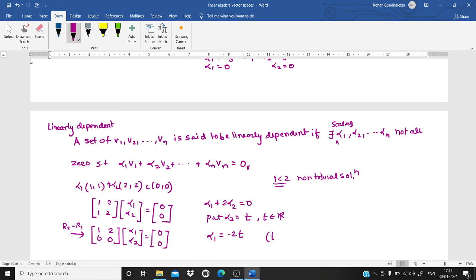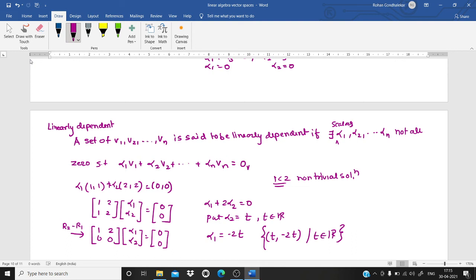So hence, what is the value? Minus 2t comma t, such that t is a real number. So you can get such types of linear combinations. Such different values for t, alpha 1 and alpha 2, for which the addition of 1 comma 1 and 2 comma 2 will be a 0 vector.